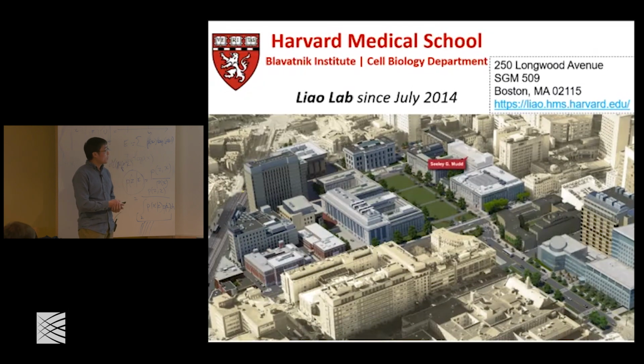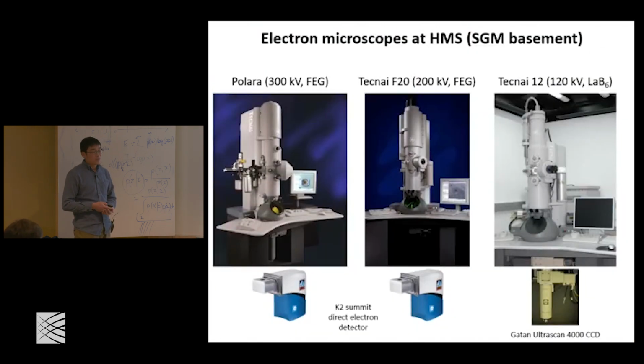So I started my lab in 2014. Here's the building I am in. It's called CLSB. Here's the quad of HMS, if you have been there, you can probably recognize it. We now have two cryo-EM facilities in that particular building. Here is the old facility which I have been using, and I'm going to show you a set of structures. Most of the data is generated by this Polara 300 kV, which is now already very old, but it still gives us very good data.